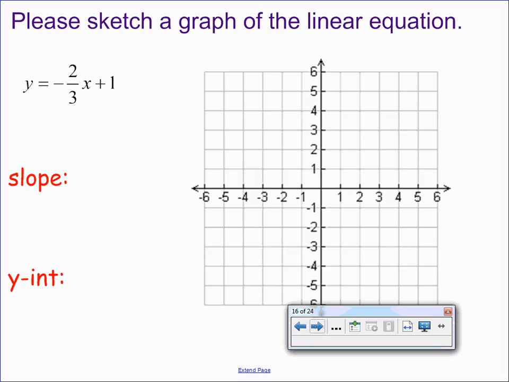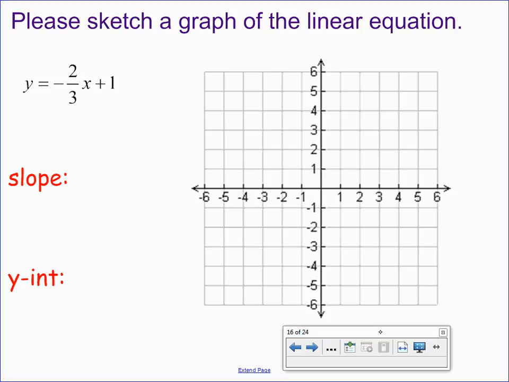Moving and shaking. So let's go ahead and use our linear equations to do something then. Moving back and forth between the forms isn't useful. However, using the different forms to sketch a graph would be useful. Please sketch a graph of the linear equation y equals negative 2/3 x plus 1. Be ready to share with the class when I call on you.